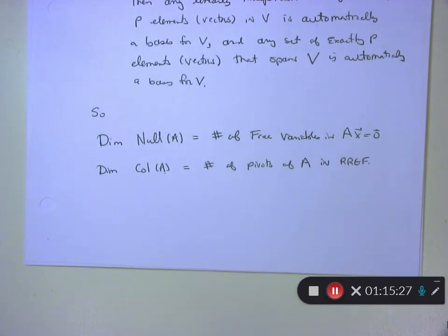When you look at the dimension of a null space, you go ahead and do that reduced row echelon form, figure out the pivots and the non-pivots, quote unquote, the free variables. The number of free variables is the dimension of the null space, and the dimension of the column space is actually the number of pivots when you take your matrix and do the reduced row echelon form.